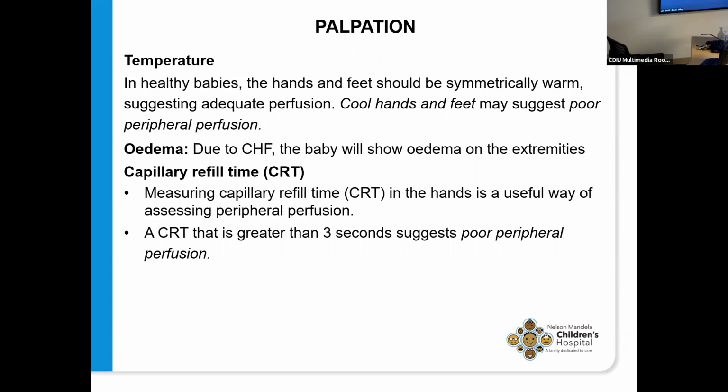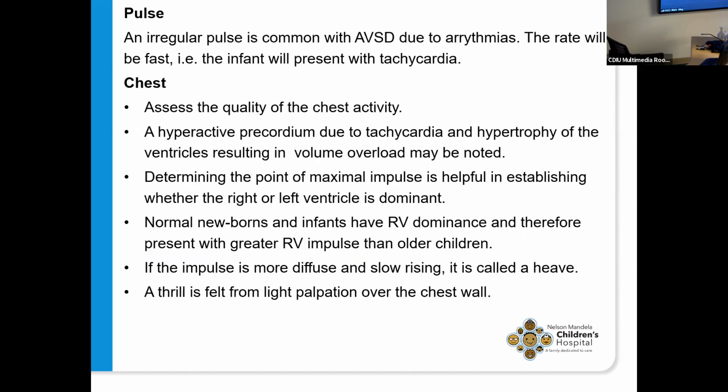So due to the heart failure, the baby will show edema on the extremities. We'll also check the capillary refill time. So with babies with AVSD, it will be greater than 3 seconds due to the poor peripheral perfusion of the extremities. The pulse, an irregular pulse is common with AVSDs due to arrhythmias. The rate will also be fast, so the child will be tachycardic.